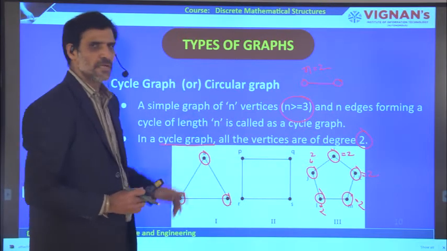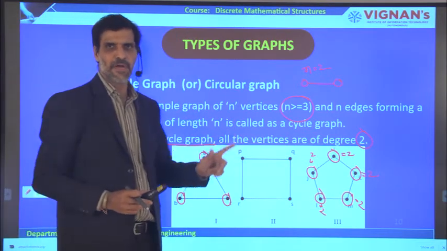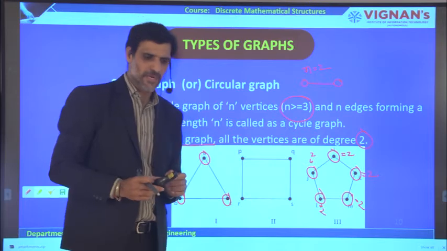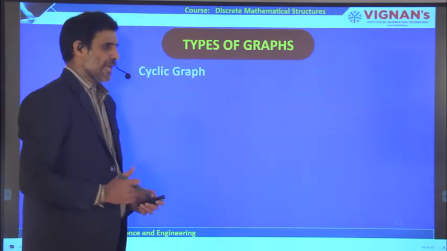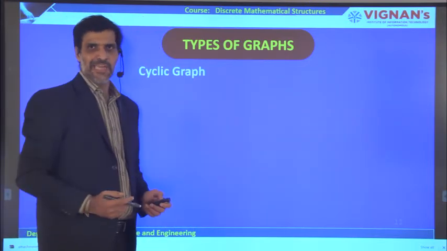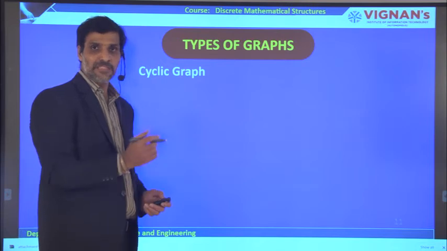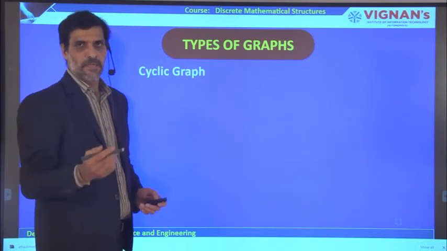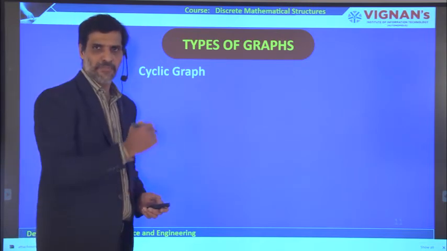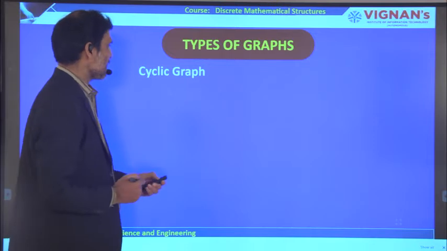Therefore it is called a circular graph. This is an important property of a cycle graph or a circular graph. Now let us go through another definition. See, we defined what a cycle graph is. Cycle is different from cyclic graph. Cycle or circular graph, and the next one is cyclic graph.